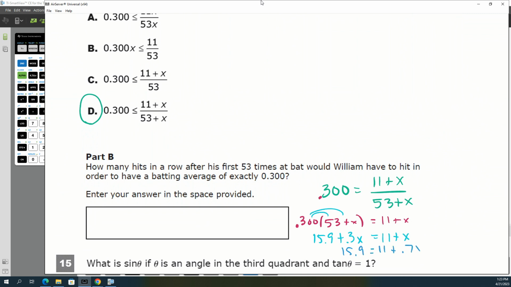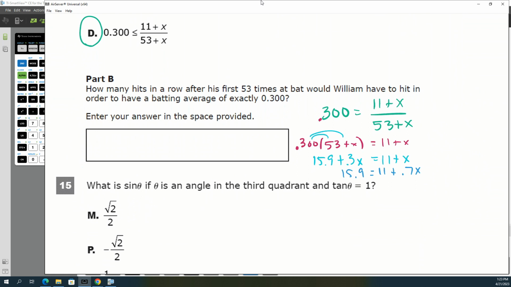By subtracting 0.3 and then subtracting 11 and then dividing by 0.7, and that's going to be 7 hits in a row. That's pretty hard to do.